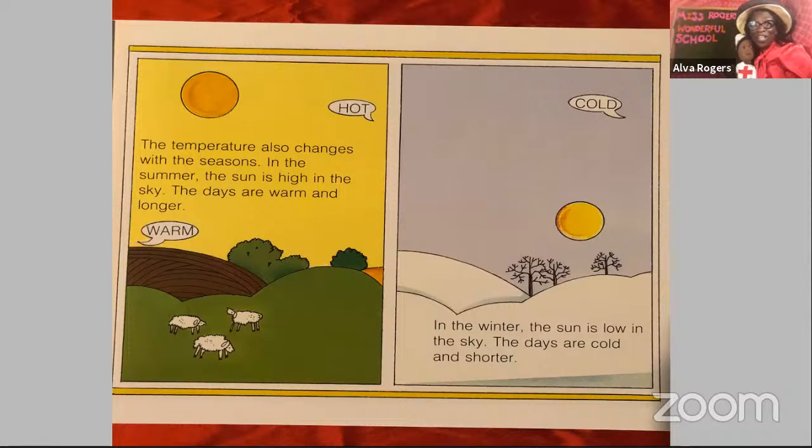The temperature also changes with the seasons, from hot to warm. In the summer, the sun is high in the sky. The days are warm and longer. In the winter, the sun is low in the sky. The days are cold and shorter.